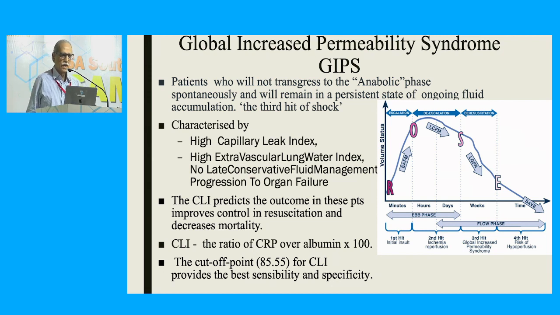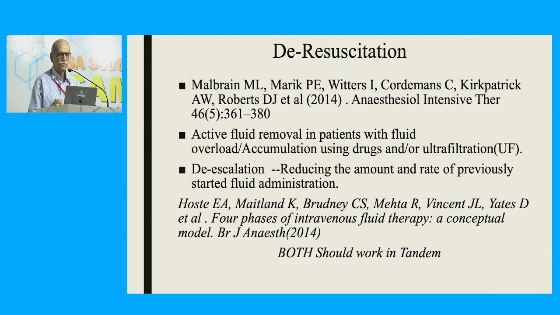The capillary leak index predicts the outcome of these patients, also improves the control in resuscitation, and will decrease the mortality. CLI is the ratio of CRP over albumin times 100, and this cutoff point of 85.55 was given through some research work, and that is supposed to give us the best sensitivity and specificity as far as the possibility of global increased permeability syndrome is concerned.